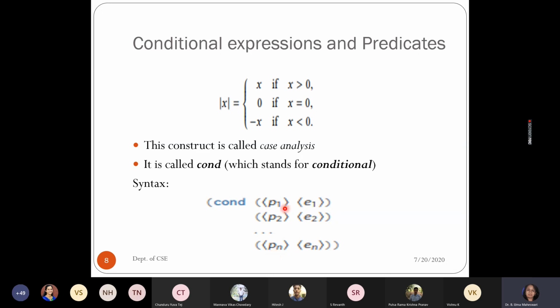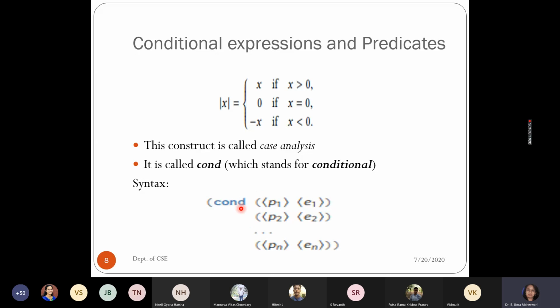Now, can you compare this cond to some control structures in a procedural language? What can you recall? Which control structure can be equivalent to this cond? Any one of you? Switch, ma'am. It's like a switch. Yes, correct.